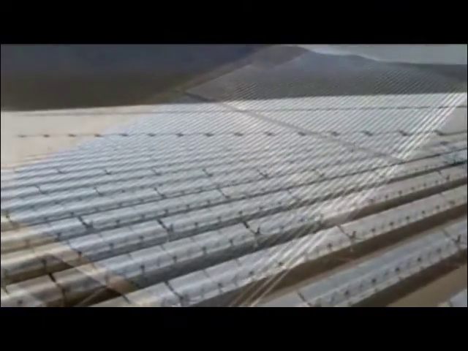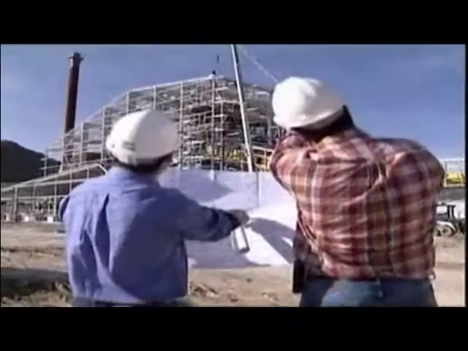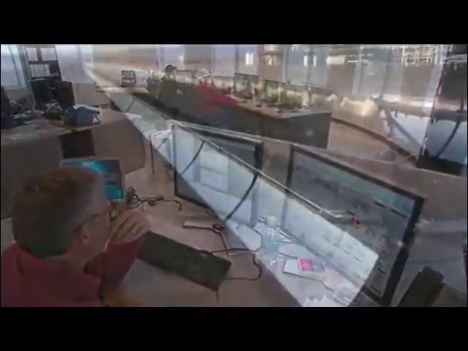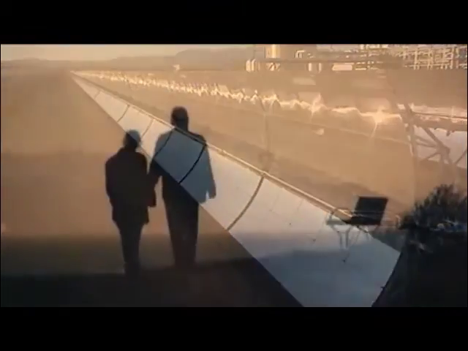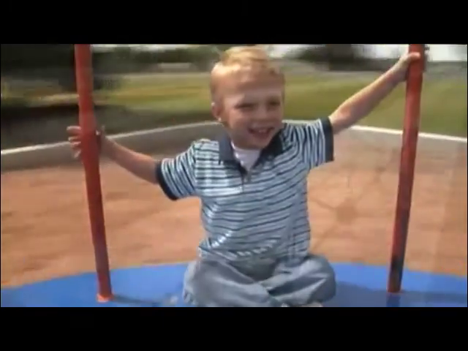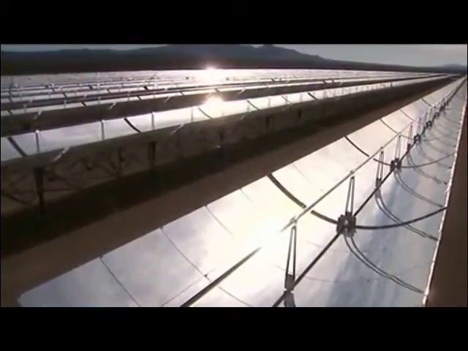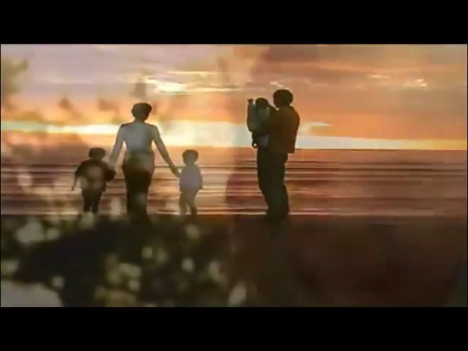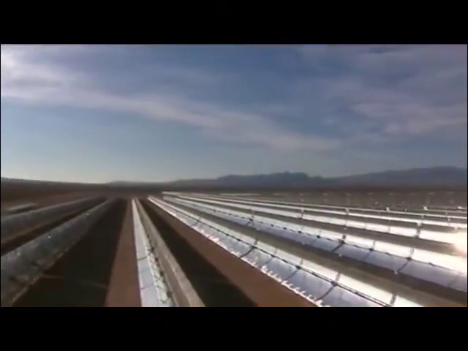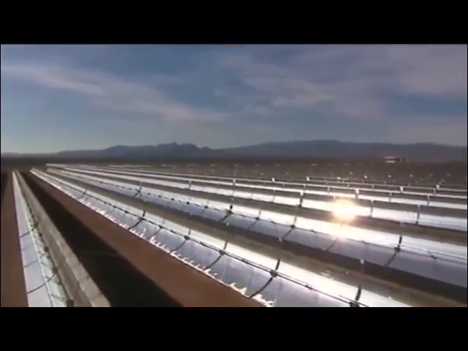Renewable energy technologies like concentrating solar power create new jobs, provide local economic development benefits, offer cleaner, more diverse fuel sources, and prove that America is committed to reducing our carbon emissions. It's a new energy era. Nevada Solar One is reflecting what's possible today for our environment, our security, our economy, and our tomorrow. Nevada Solar One. See the future in reflection.